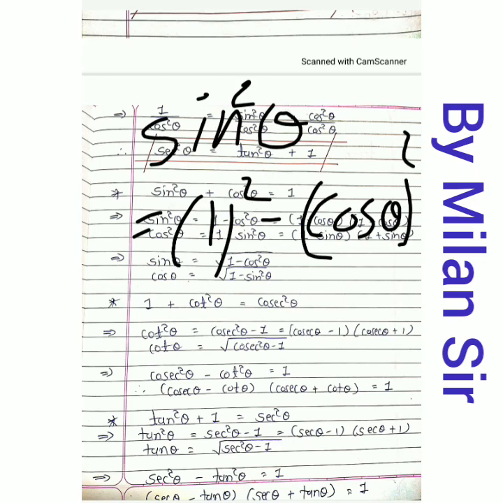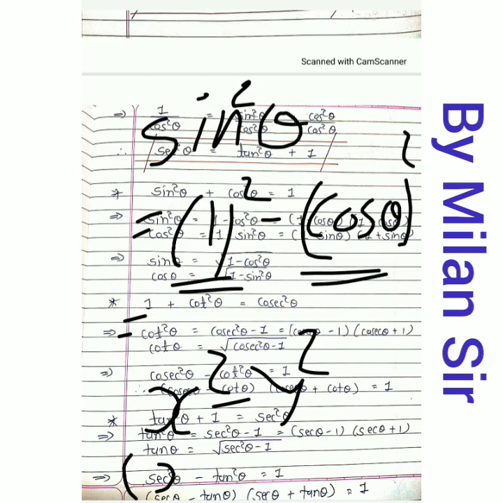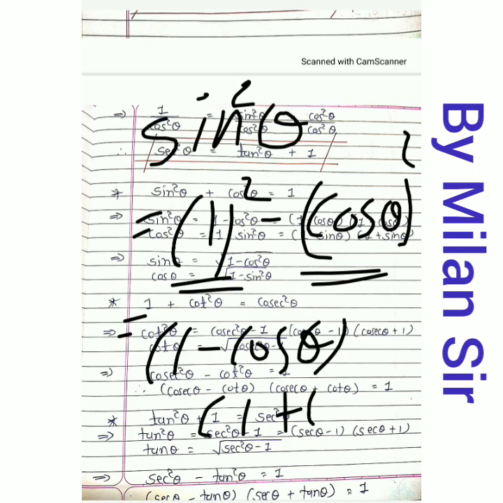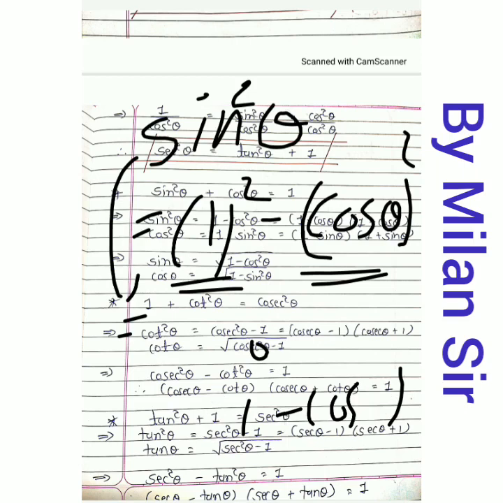Okay. Now this is the form of x square minus y square. And what is the identity? For x square minus y square, it is x minus y and x plus y. So the same identity we can apply here. That means one time minus, one time plus. So 1 minus cos theta and 1 plus cos theta. Okay, we can write our sin square theta in this way even: 1 minus cos theta, 1 plus cos theta.